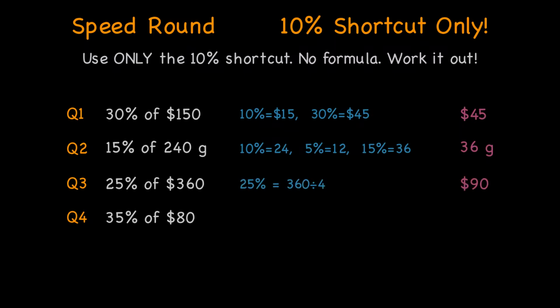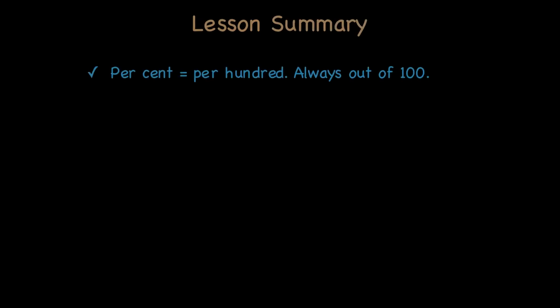Q3, 25% of $360. 25% is 1/4, so 360 divided by 4 equals $90. Q4, 35% of $80. 10% is 8. 30% is 24. 5% is 4. 35% is 24 plus 4 equals $28. If you got all 4, that shortcut is now part of your PSLE toolkit. Use it every time. Excellent work today, everyone.